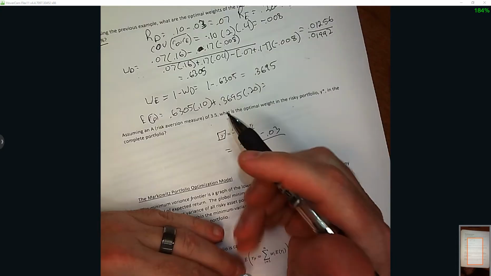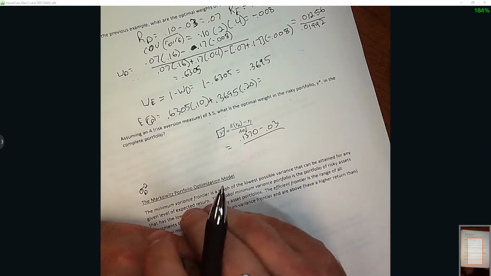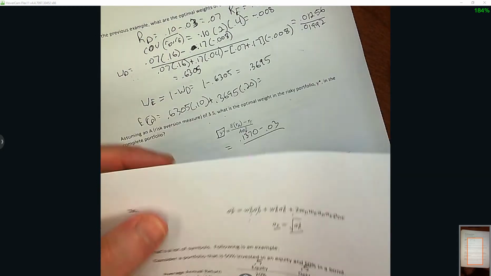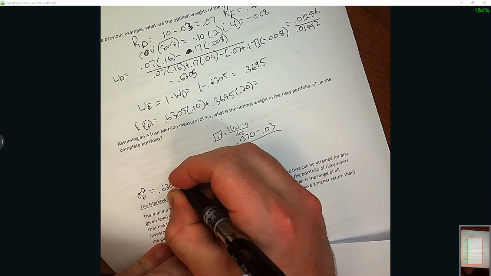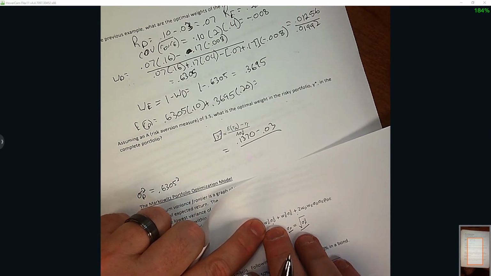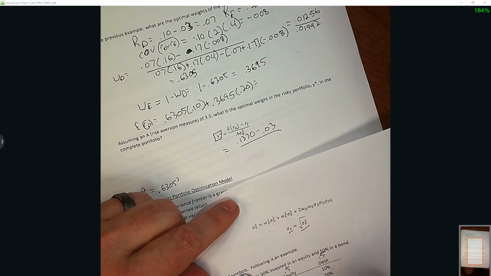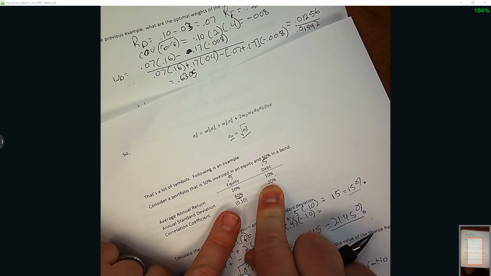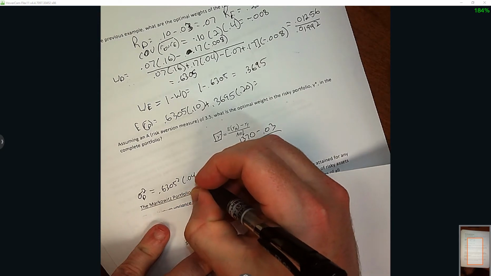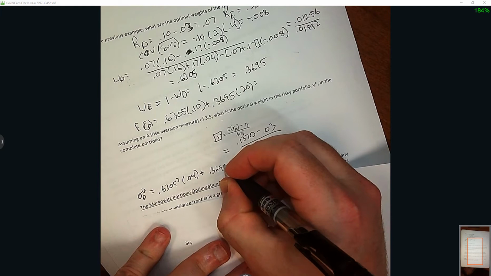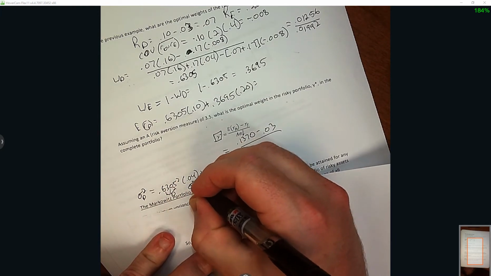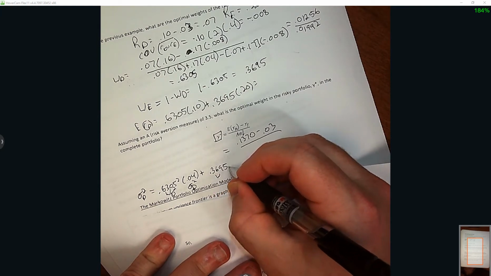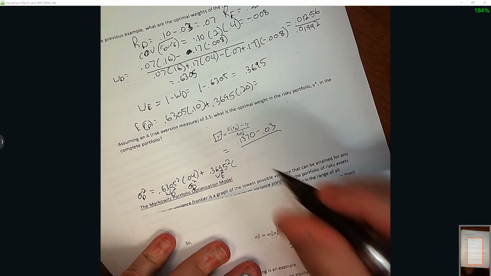So let's go ahead and calculate this out. The variance of the risky portfolio is equal to the weight of D squared, so that's going to be 0.6305 squared, multiplied by the variance of D, and so that's going to be 0.2 squared, or 0.04, plus 0.3695, the weight in E, so this is WD squared, this is sigma D squared, this is WE squared, multiplied by the variance of E. So 0.4 squared is 0.16.